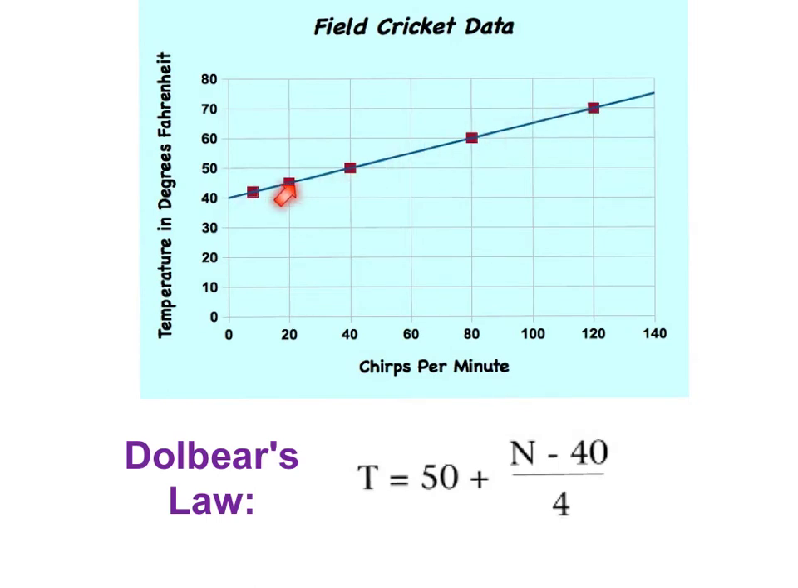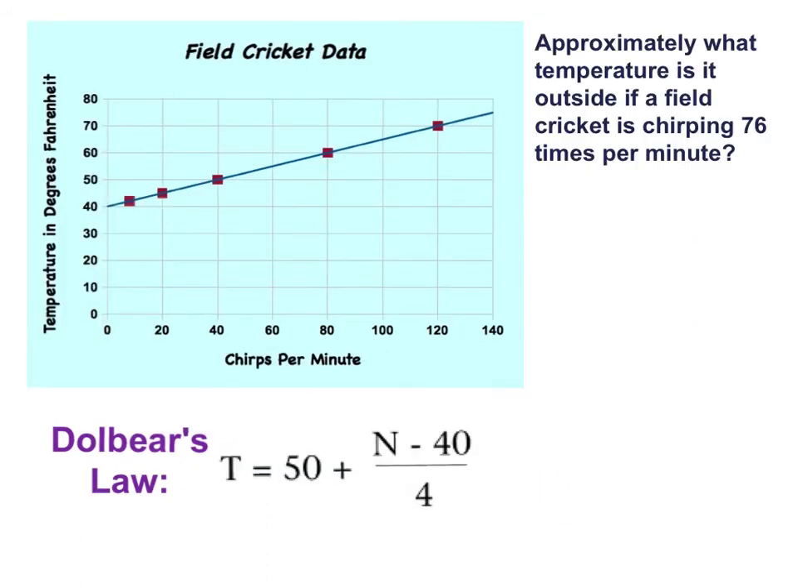Dolbear found an equation for this linear relationship, and he called it Dolbear's law. Dolbear's law says that if T is the temperature in degrees Fahrenheit, T is equal to 50 plus the difference N minus 40, if N is the number of chirps per minute, N minus 40, all divided by 4. We're going to do an example problem that's going to show us just how valuable having an equation for this relationship is, rather than just having this graph to look at and make estimations from.